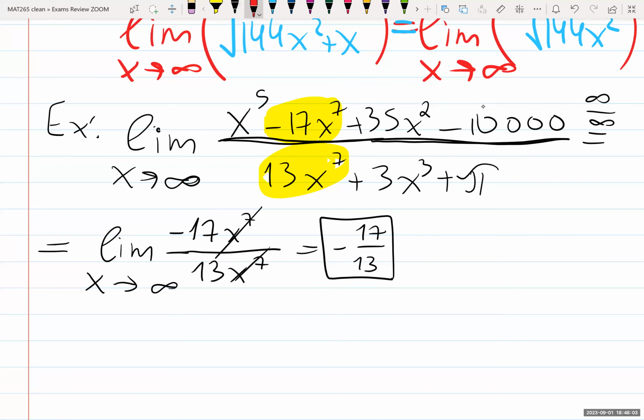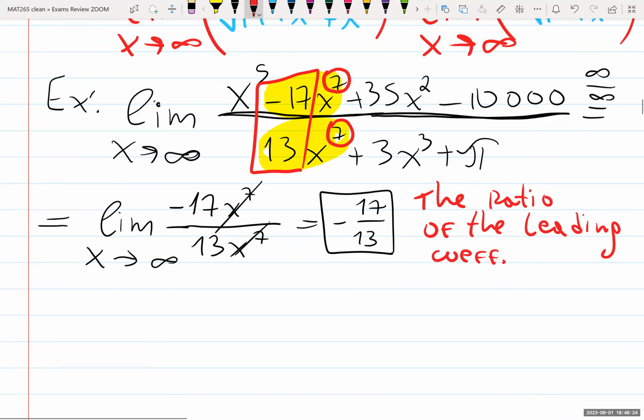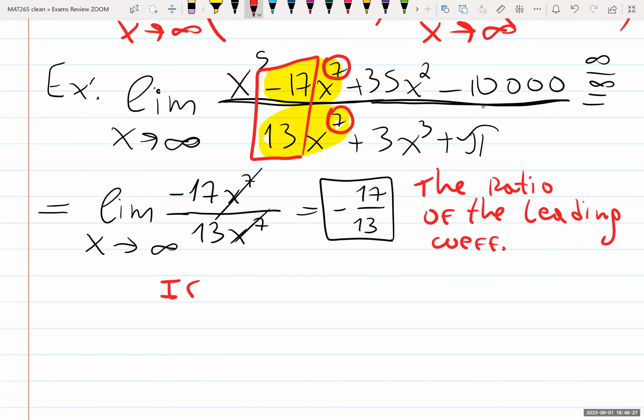If the powers are the same, then the answer will be the ratio of the leading coefficients. Let me write it down. The ratio of the leading coefficients, if powers or exponents are the same. That means two comets had the same speed. The only difference was the multiplying rate. So now let's show you another example.